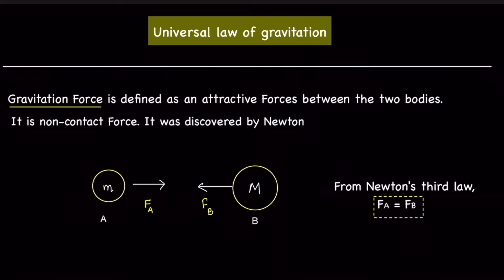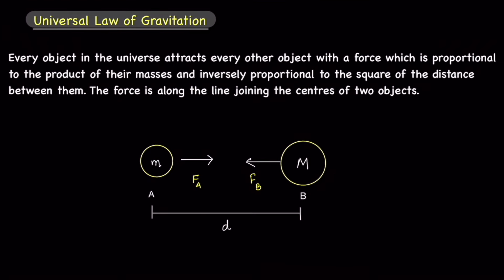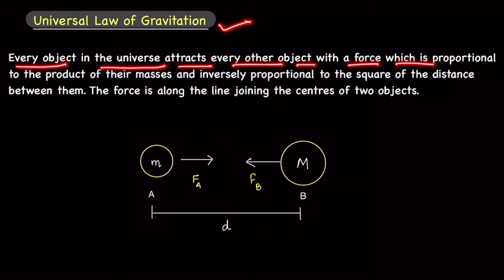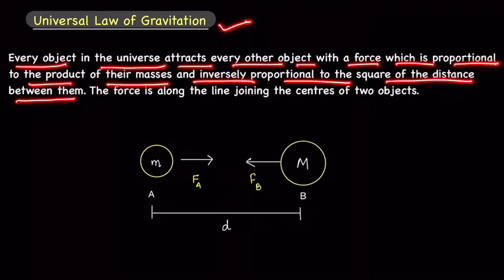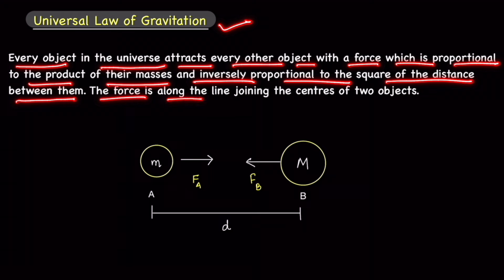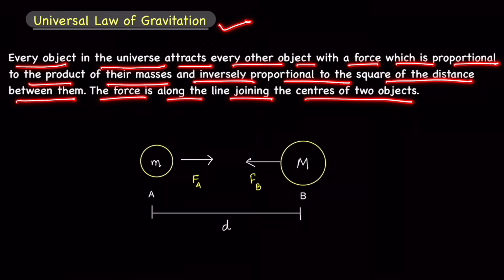Now we will derive the gravitational force formula with the help of the universal law of gravitation. The universal law of gravitation says that every object in the universe attracts every other object with a force which is proportional to the product of their masses and inversely proportional to the square of the distance between them. And the force acts along the line joining the centers of the two bodies.